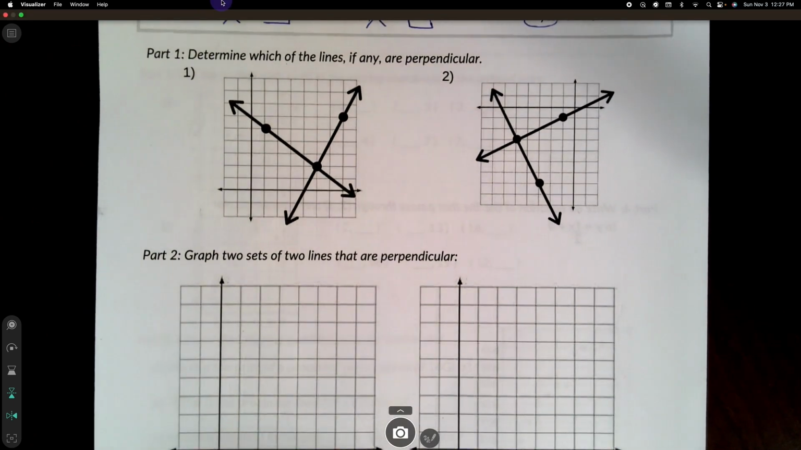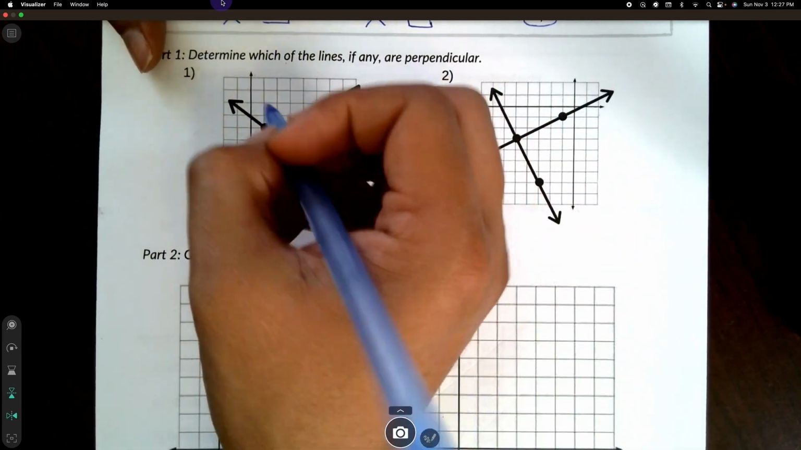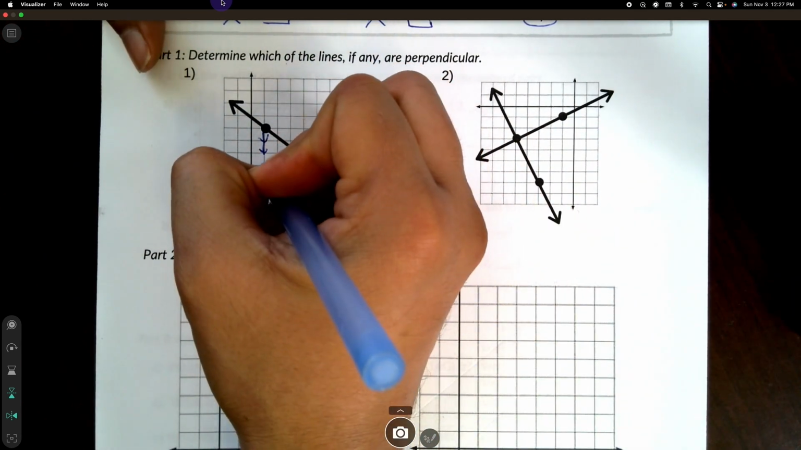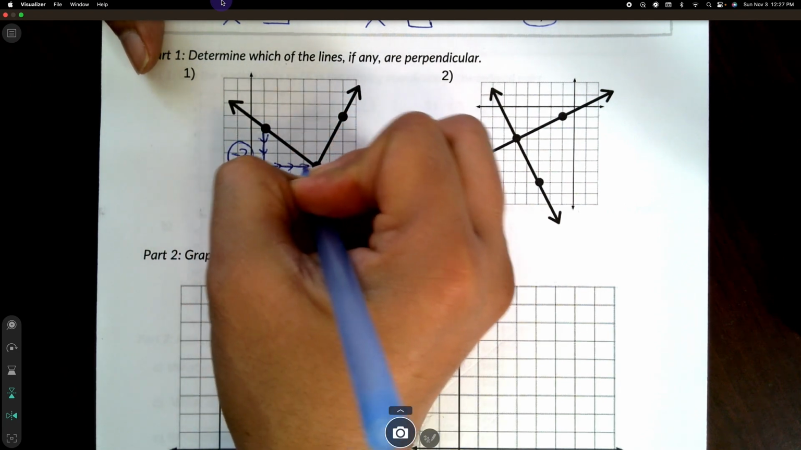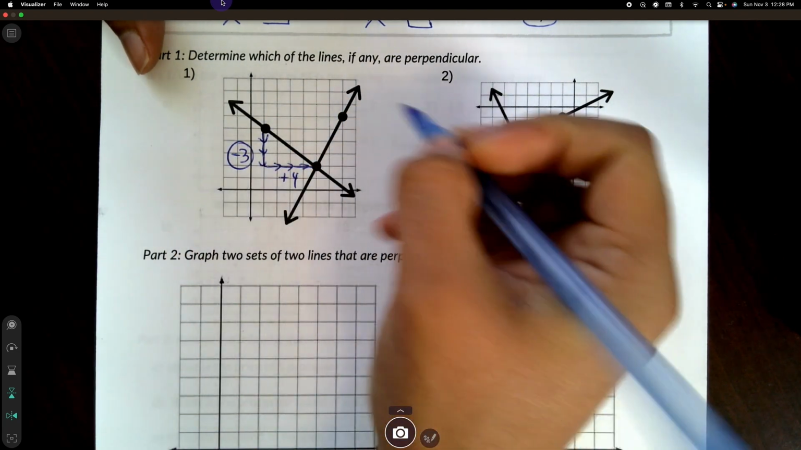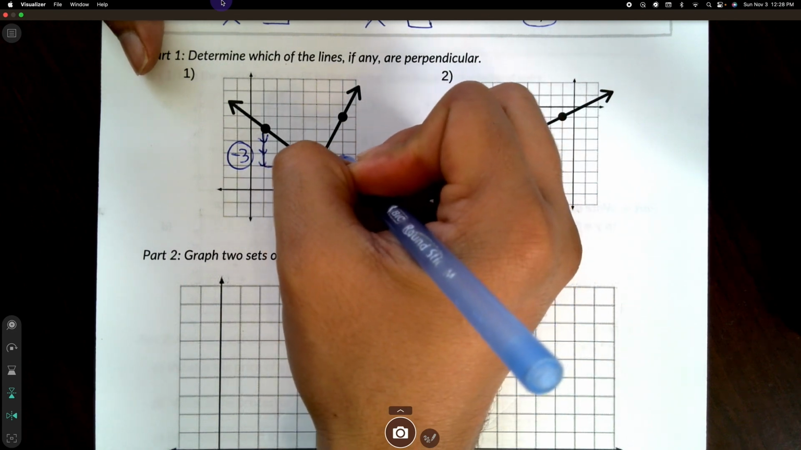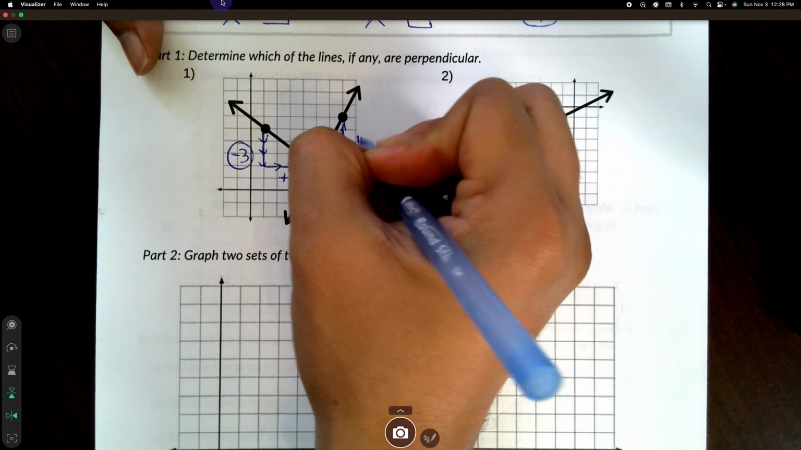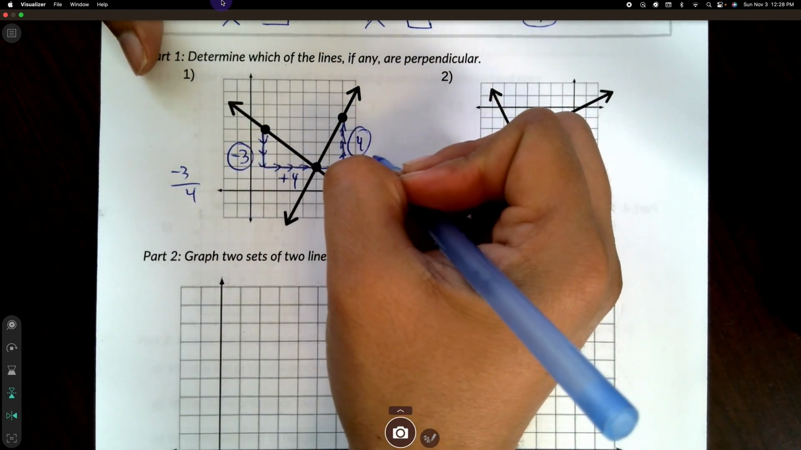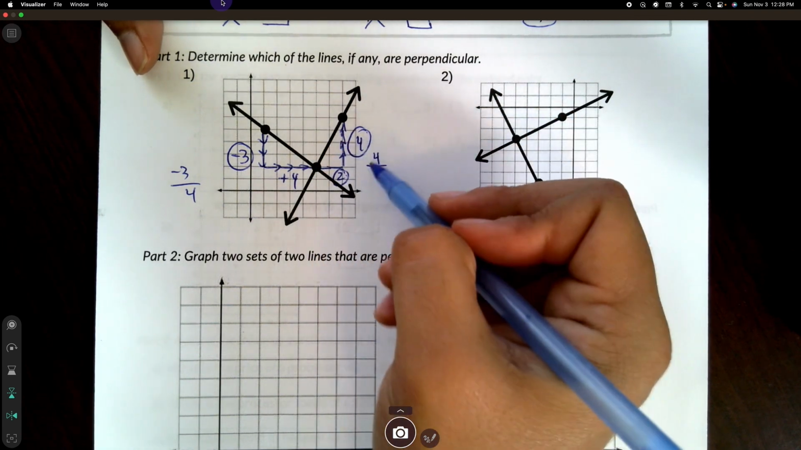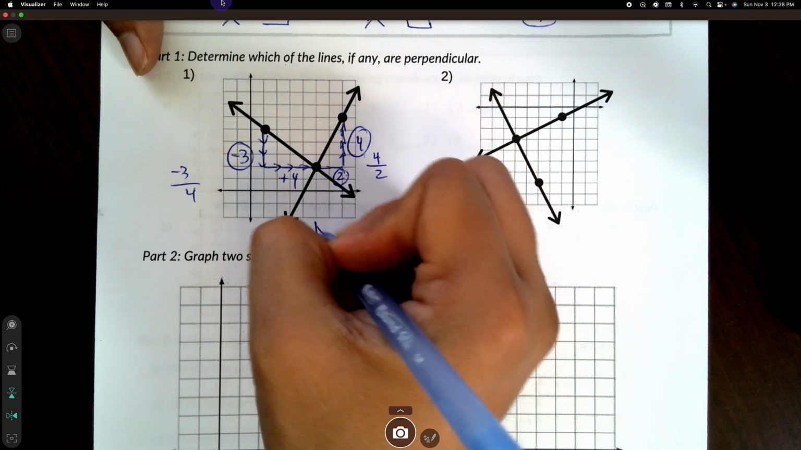Let's do some work. Determine which of the lines, if any, are perpendicular. So we just have to count the slopes. 1, 2, 3, -3. 1, 2, 3, 4. Okay, what about this one? 1, 2. Up 1, 2, 3, 4. So these are not the same numbers. This is -3/4. This is 4/2. They do have 4s on opposite ends, but this is -3 and that's +2. So this is not perpendicular.